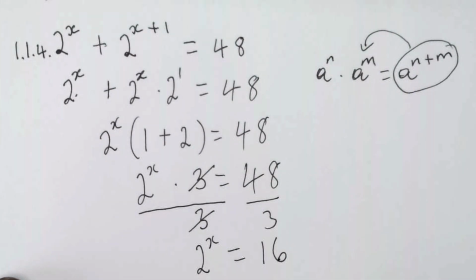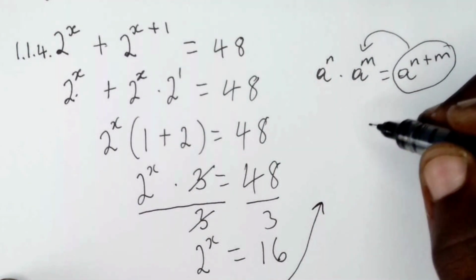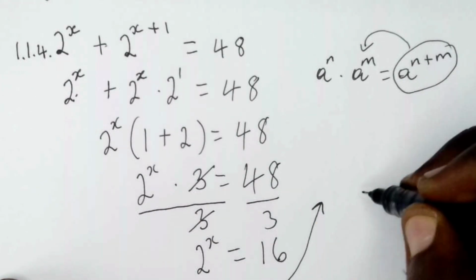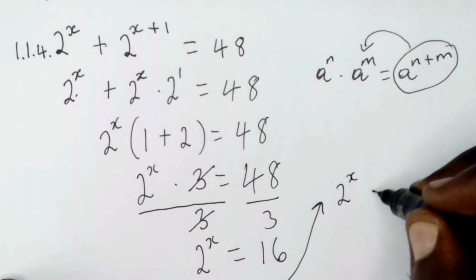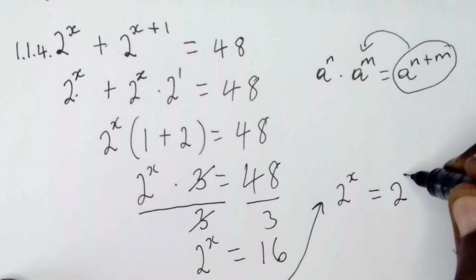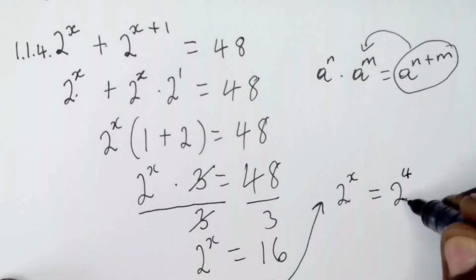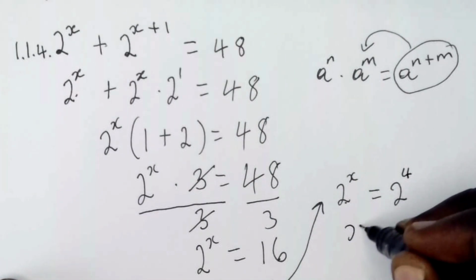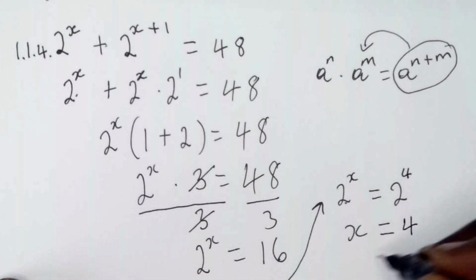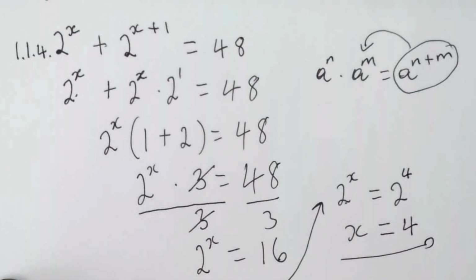Yes. Now you need to write this. I'm going here because I don't have a space now. So you need to write this 16 in base 2 as well. So you have base 2 here equal to base 2. Now what exponent to put here that will give you 16? It's going to be 4. So now since we have equal bases, it's true to say exponents are also equal. So your x is going to be 4.